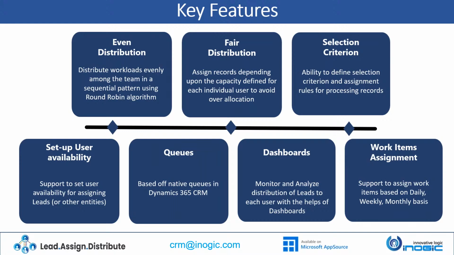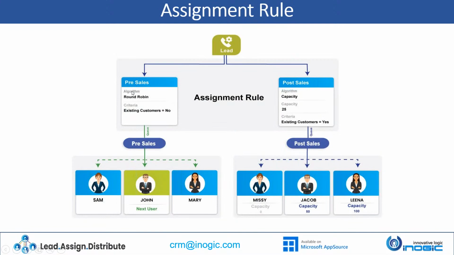Now let's see the algorithms. I just touched base on the word algorithm a few moments back. Now let's see what exactly are the algorithms that are currently supported by the lead assignment and distribution automation with an example. Now on your screen, on the left hand side, you can find the round robin algorithm that has been used, and on the right hand side we have the capacity algorithm.